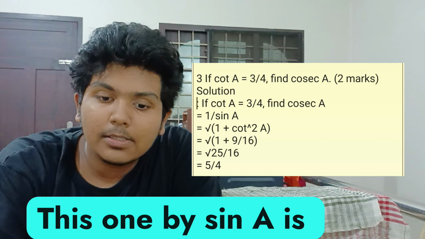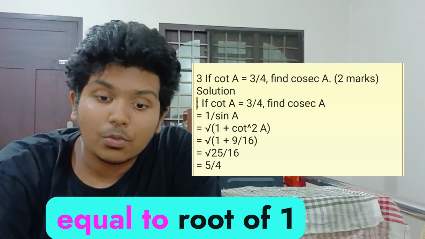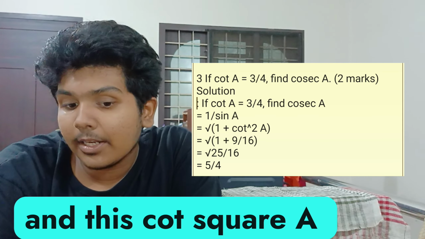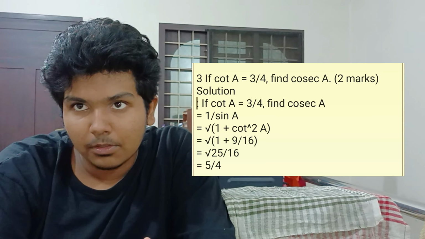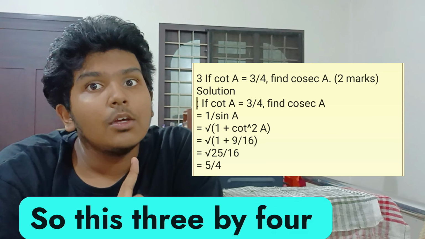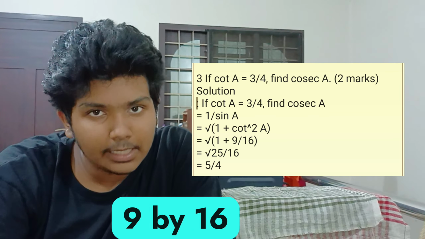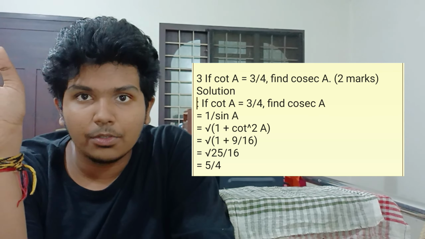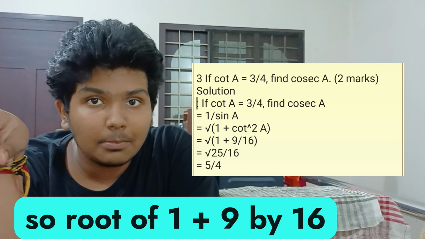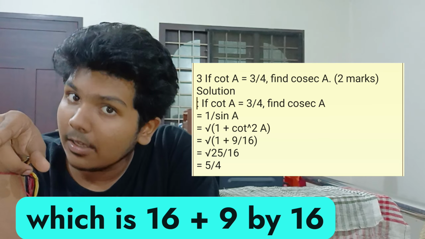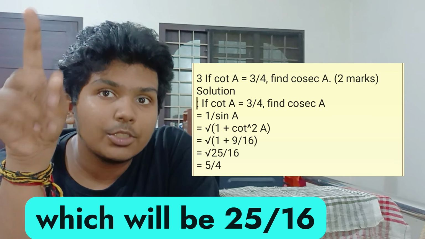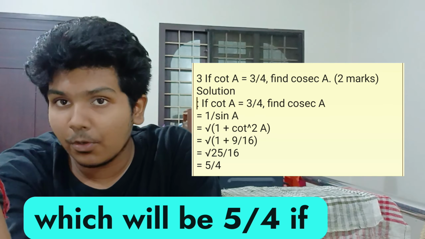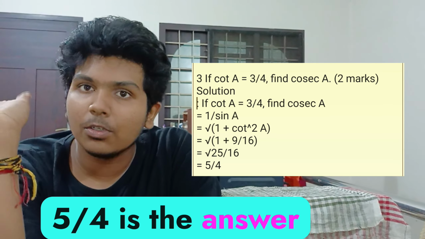This 1 by sin A is equal to root of 1 plus cot square A. And this cot square A, we know it is 3 by 4 whole square. So this 3 by 4 whole square means 9 by 16. So 1 plus 9 by 16 and the root. So root of 1 plus 9 by 16, which is 16 plus 9 by 16, which will be 25 by 16, which will be 5 by 4. If we remove the root, 5 by 4 is the answer.